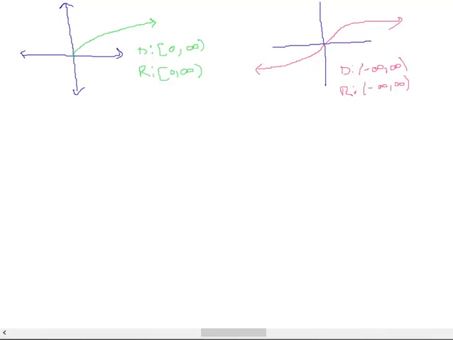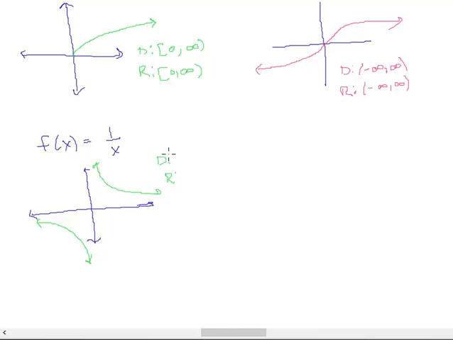Okay, two more that we need to take a look at. Next, let's look at the reciprocal function. So f of x is equal to 1 over x. And if you remember, this one looks like this. And the domain, remember we want everything except for 0. So this is from negative infinity to 0, and then 0 to infinity, and the range is the same.